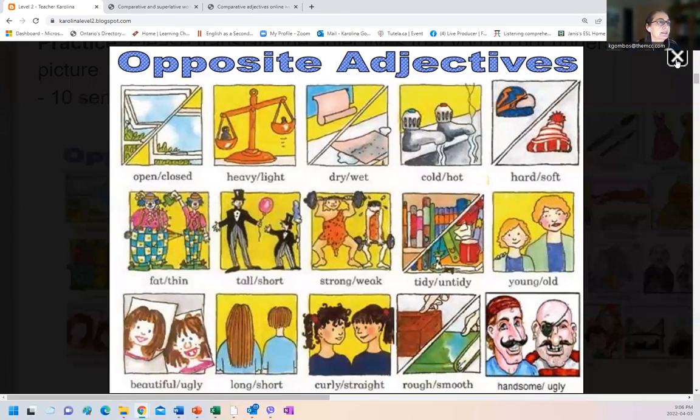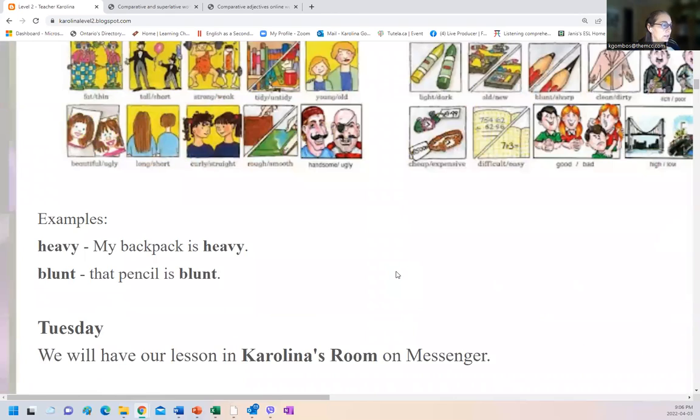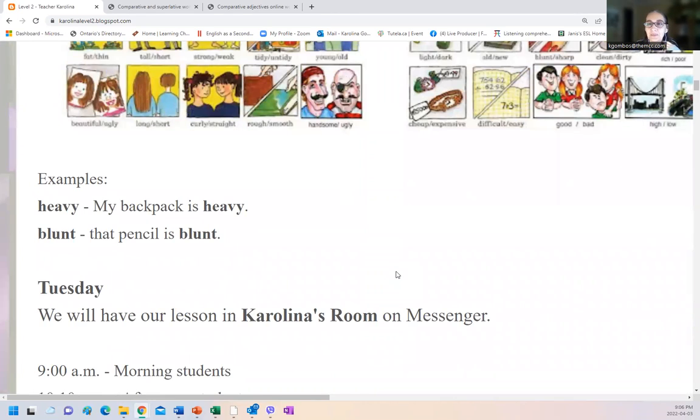So total 10 sentences I want back for Monday's homework in Messenger. And please remember, send me the homework, not in a group chat.